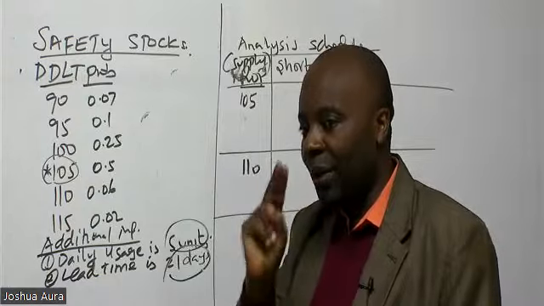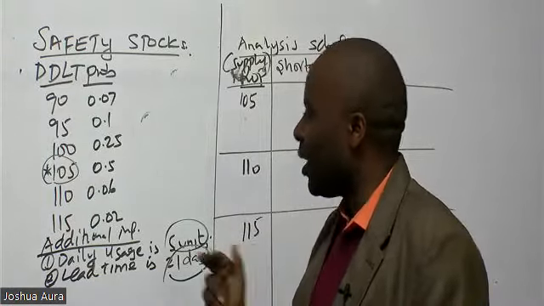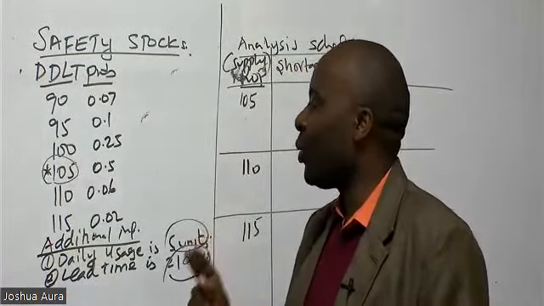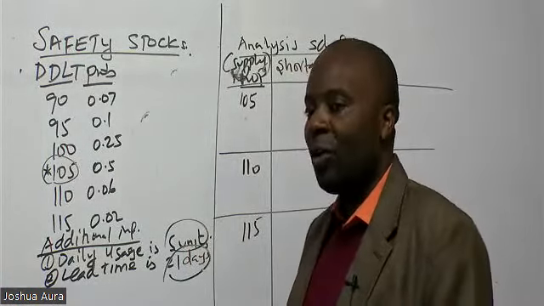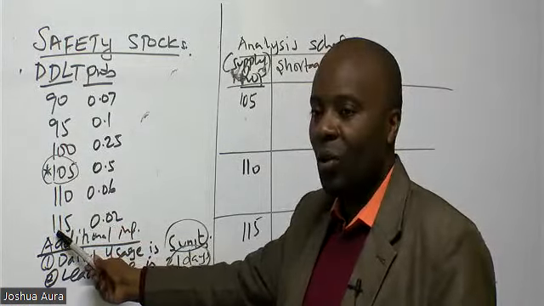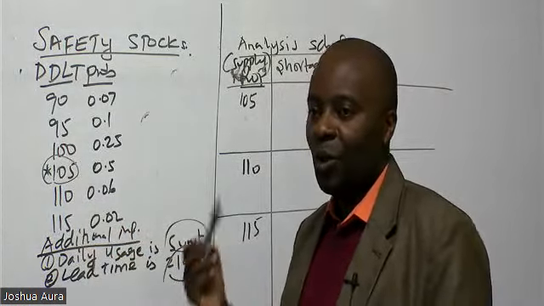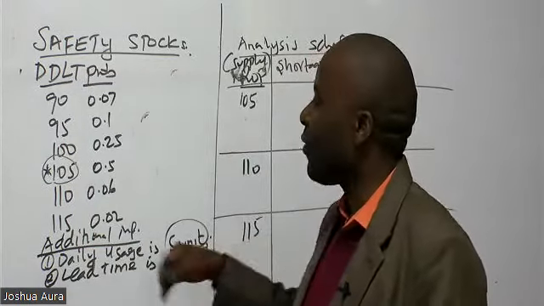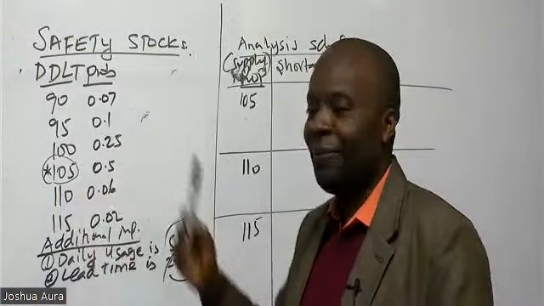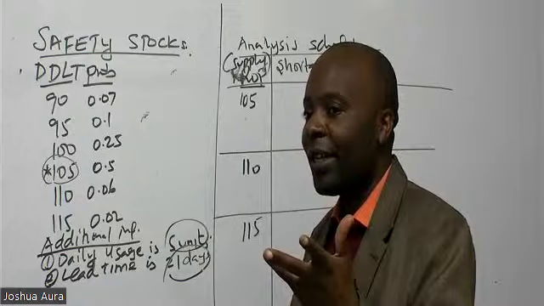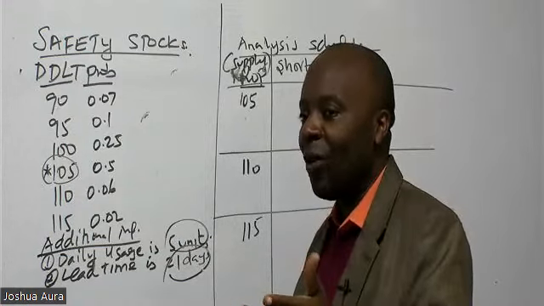Listen here, ladies and gentlemen, in this entire series, there are only two demand amounts which are bigger than 105. Which are these? 110 and 115. So we ask ourselves, what if we just stock 105 and then 110 people come? How many people shall we be able to turn away?